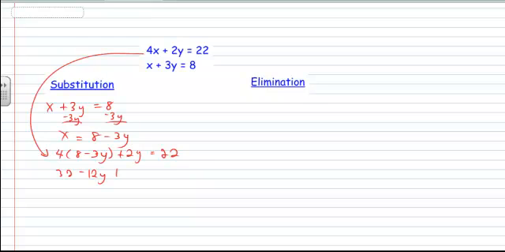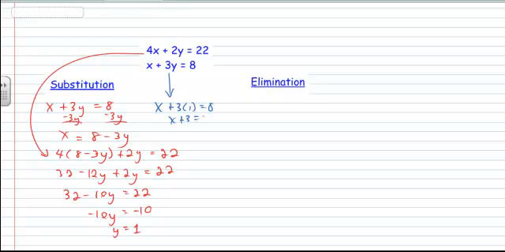Then I can combine my like terms, and I can subtract 32 from both sides, divide by negative 10, and y comes out to 1. Now that I know that y is 1, I can plug that back into either of the equations. x plus 3 times 1 equals 8. I can subtract 3 from both sides, and x equals 5.